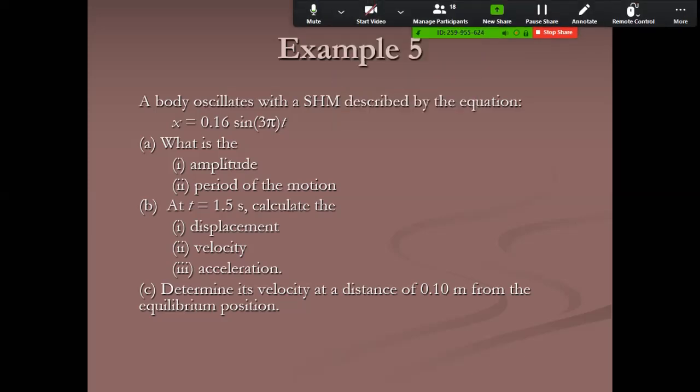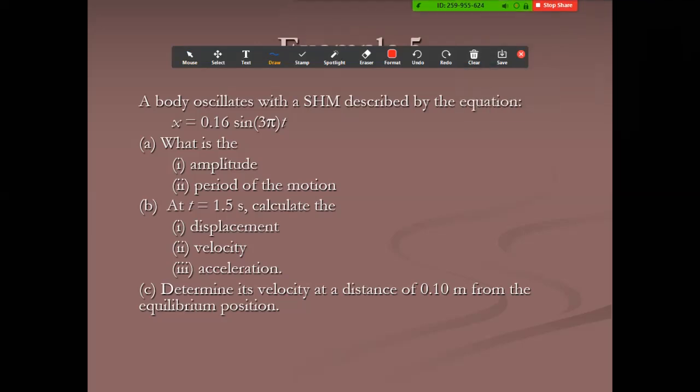So this is the SHM equation. What is the amplitude? From this formula, it is 0.16. How do you work out your period? Omega equals 2 pi over T, so T is 2 pi over omega. Omega is how much? 3 pi. So you get your period in seconds: 2 over 3.